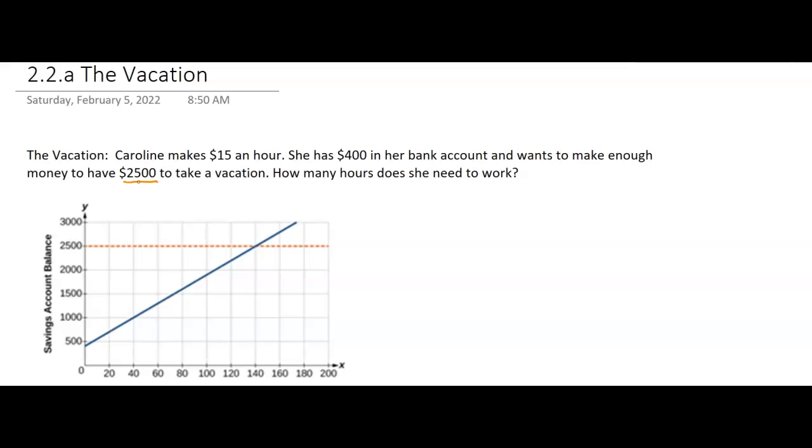Okay, so she wants to take a vacation. She wants $2,500, but she already has $400, so we could subtract that $400. So she needs to make $2,100 more, right? All right, so if she makes $15 an hour, and we're figuring out how many hours, how many times does 15 go into 2,100?